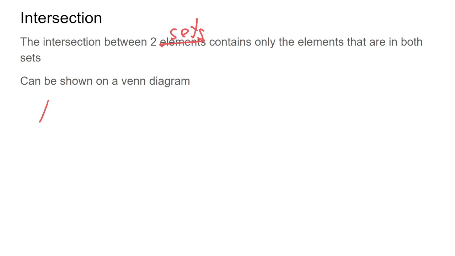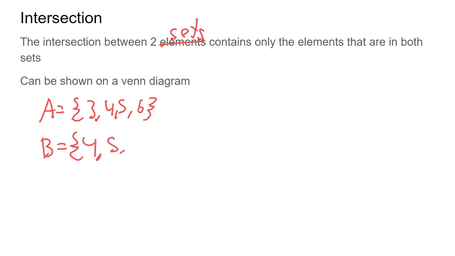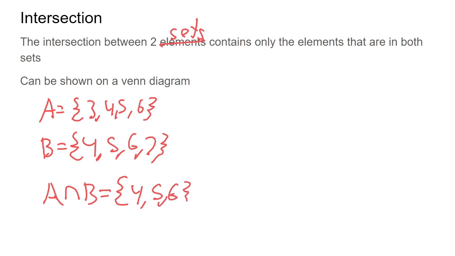So for example, if set A has numbers 3, 4, 5, 6, those are the elements in set A. And set B has the elements 4, 5, 6, 7. A intersection B, which is shown with this symbol, kind of like an upside down U, just includes the elements that are in both set A and set B. The only elements in both of them are 4, 5, and 6. 3 wouldn't count because it's only in A, and 7 wouldn't count because it's only in B. Only these numbers would be part of A intersection B.